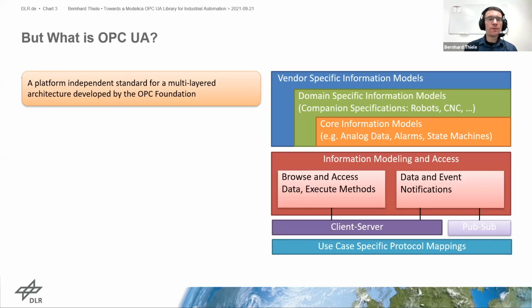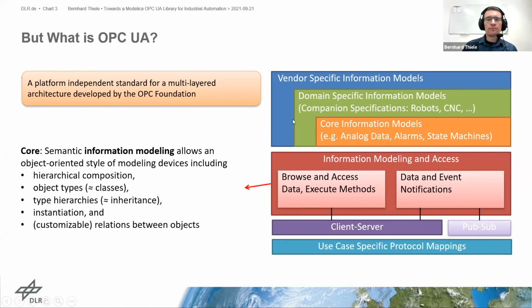But what exactly is OPC UA? Well, it's a platform-independent standard for multi-layered architecture developed by the OPC Foundation. The OPC Foundation is the group that also standardized the highly successful OPC standard that is used a lot in the automation world. And OPC UA is the designated successor standard.